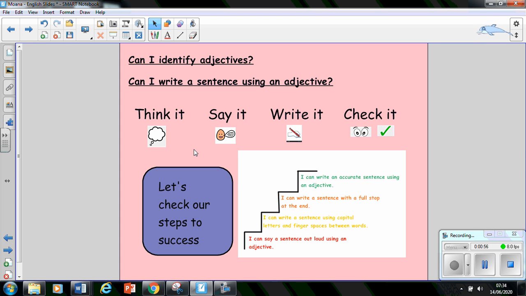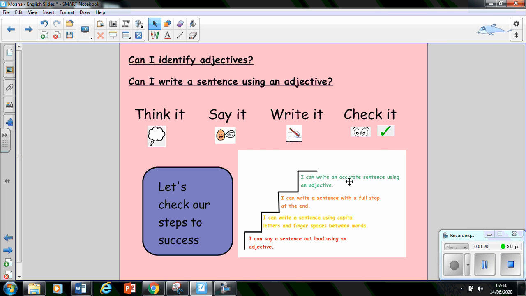So the first thing you're going to do is think about your sentence, okay? So you're going to think it, then you're going to say it, then you're going to write it, and then you're going to check it, okay? So you're going to check carefully, and then you're going to make sure that it's correct, that you've got it all right.